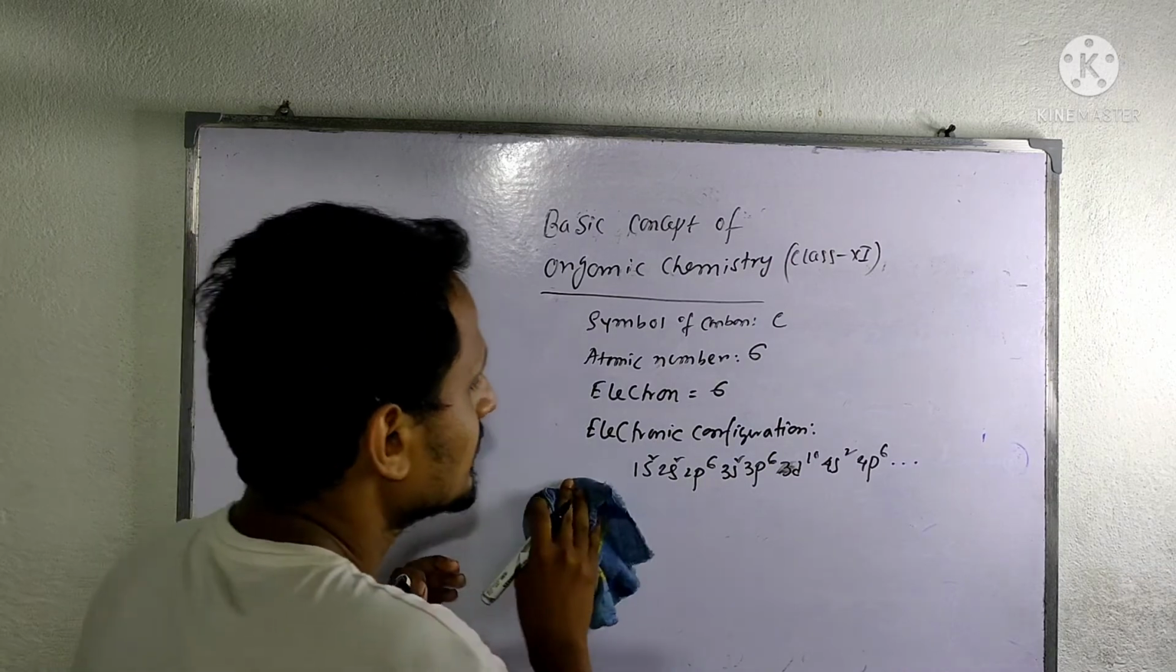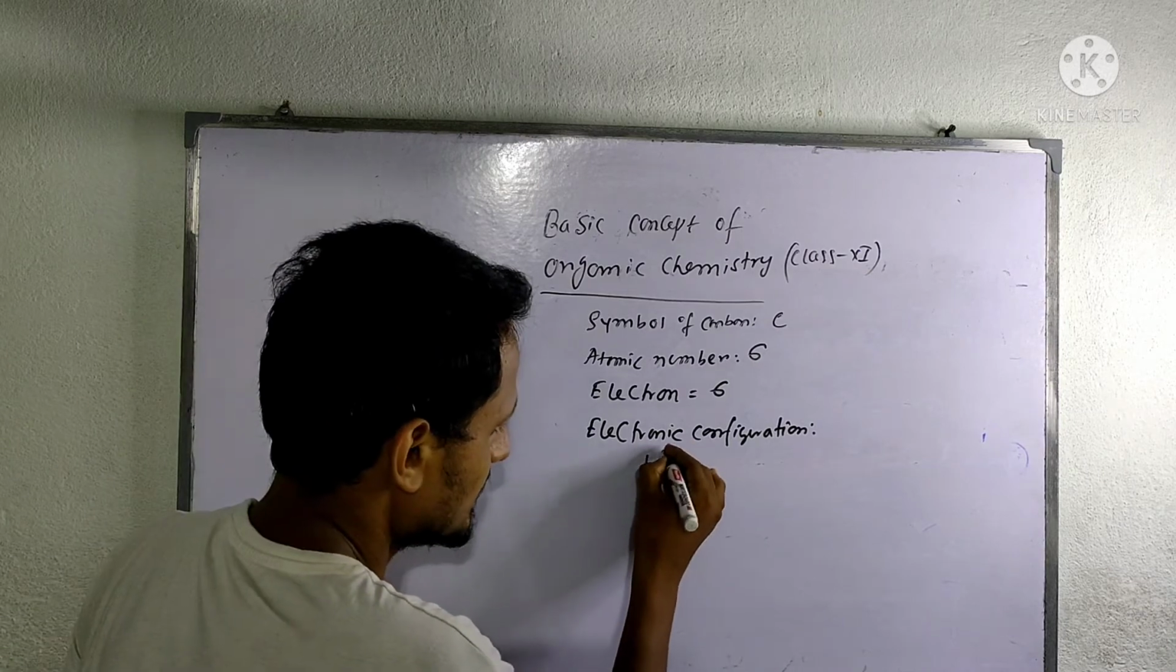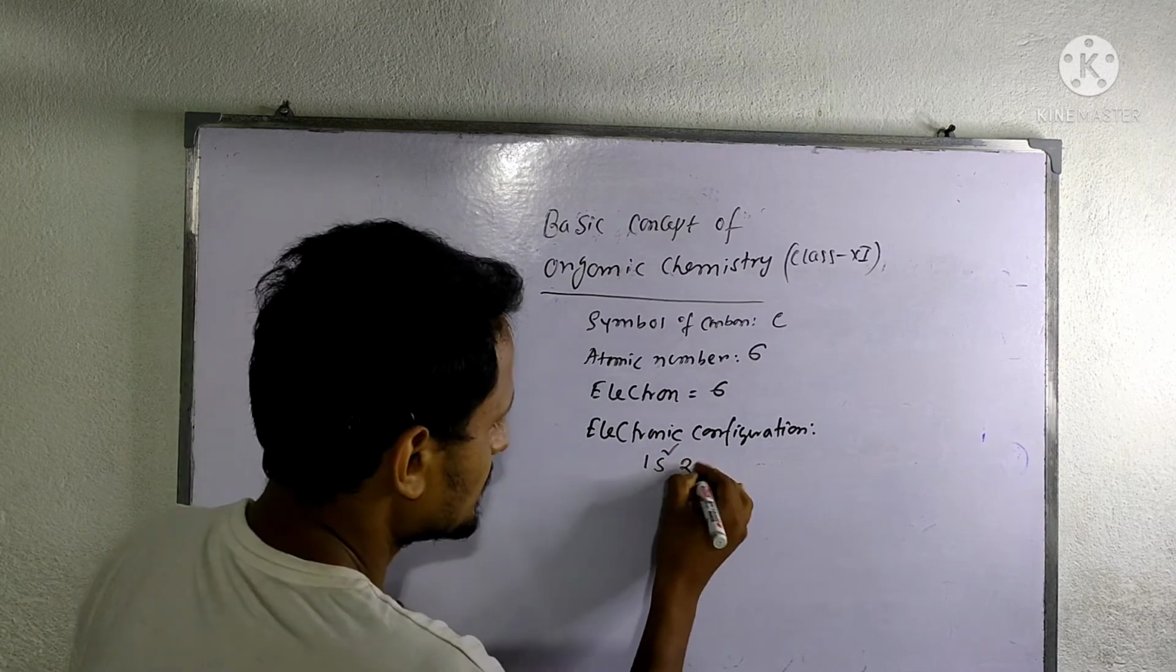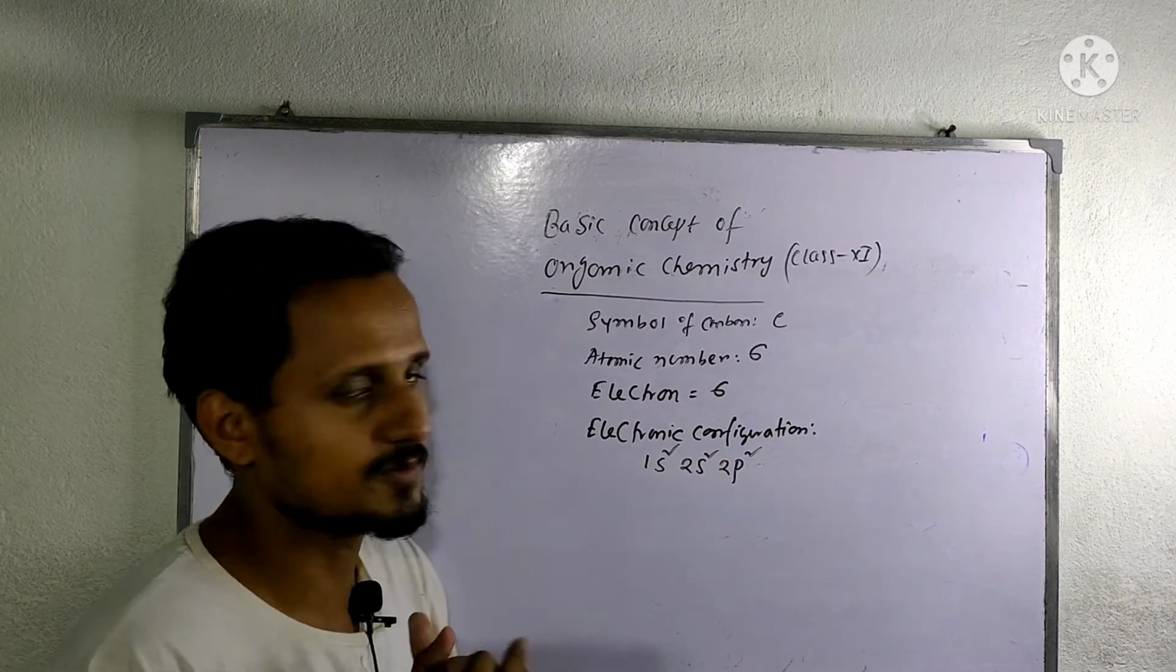But here, as the atomic number of carbon is 6, the electronic configuration is: in 1s orbital 2 electrons, in 2s orbital 2 electrons, and in 2p orbital 2 electrons. This is the electronic configuration of carbon.